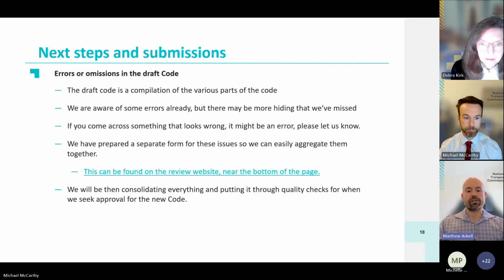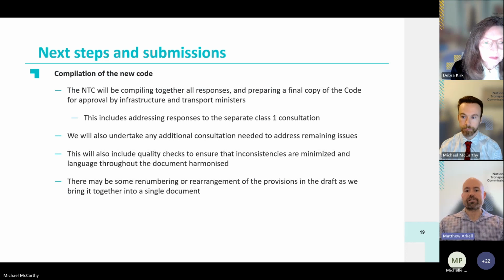Once we've consolidated the code, we have to pull it all together. It's going to go through quality checks. It will go through a bunch of things to check the terminology, make sure everything is consistent. But it's a big job. The code is 1,300 pages long, and there will be some things that sneak through here and there. So as I said, we'll be compiling together all the responses and preparing a final copy of the code for approval by the Infrastructure and Transport Ministers.